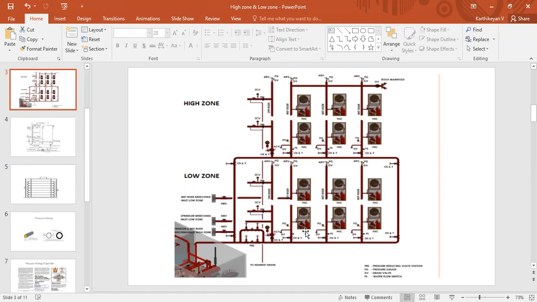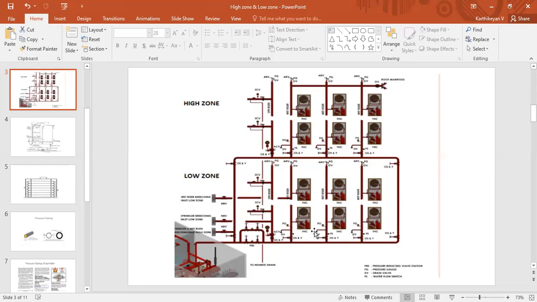In order to avoid this problem, we have to provide one pressure station here. In this pressure station we can fix the pressure at 12 bar. Up to here it is 17 bar, and after the pressure station only 12 bar will come. If it is 12 bar, all the equipment can be 12 bar rated, so you can save cost, because 20 bar rated equipment is costlier than 12 bar rated equipment.